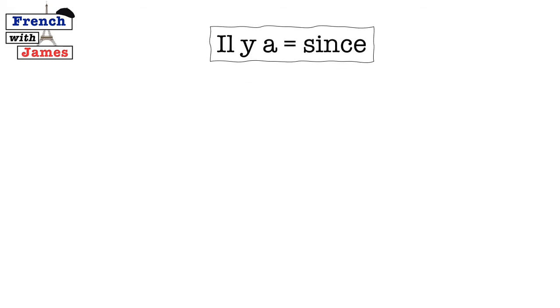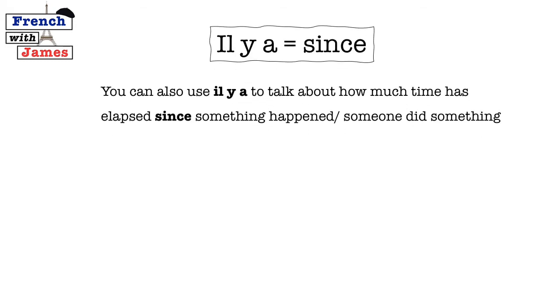Now, il y a with a time frame isn't always going to mean ago, it can also mean since. You can use il y a to talk about how much time has passed, how much time has elapsed since something happened, or since someone did something. But to do that, we use a slightly different structure to the one we just looked at when we want il y a to mean ago.